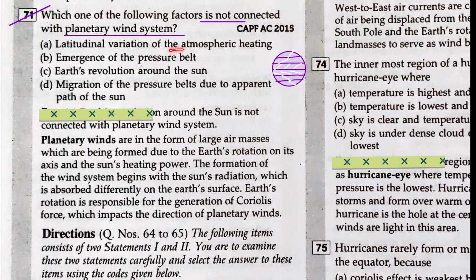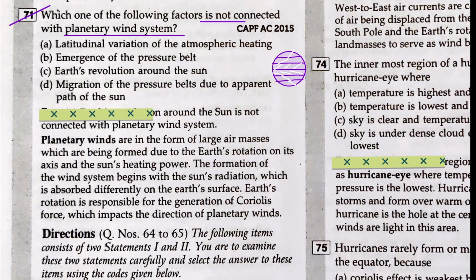Of course, when there is a variation in heat, high pressure and low pressure will be created, and hence movement of the wind. Correct. Emergence of pressure belt. Of course, these pressure belts, high pressure, low pressure. Revolution of earth. Through revolution of earth, these pressure belts move up and down. As the sun moves, high pressure and low pressure also move. So these belts also move. This can be true. Migration of pressure belt due to apparent movement of the sun. This is absolutely true.